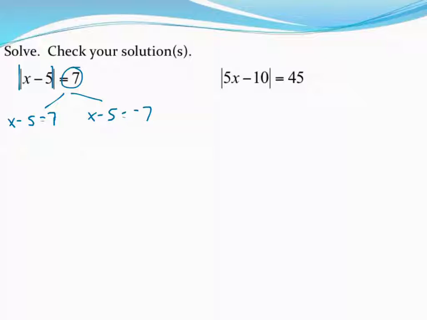What you'll do to get your solutions then is solve each one of those two equations like you normally would. So, add 5 to both sides. So one of our answers is 12. Add 5 on the other side, and one of your answers is negative 2.